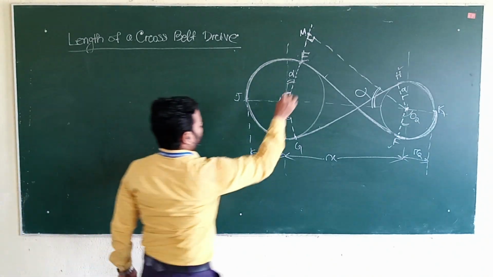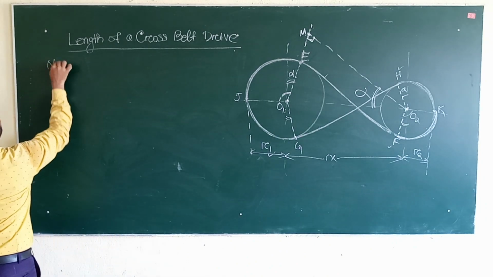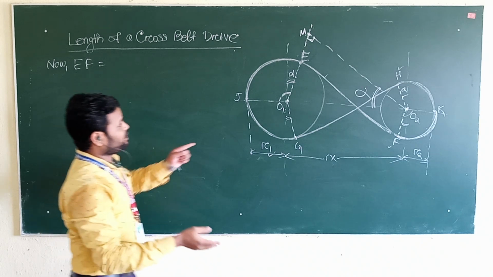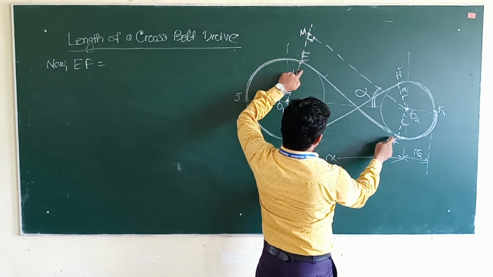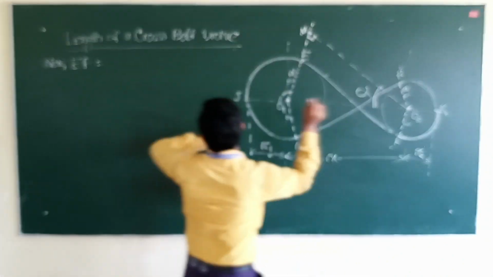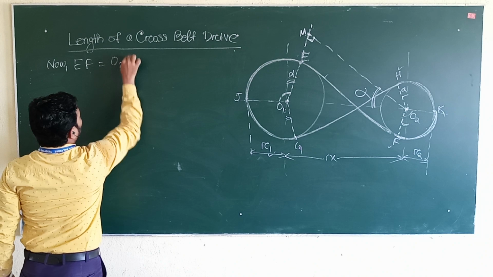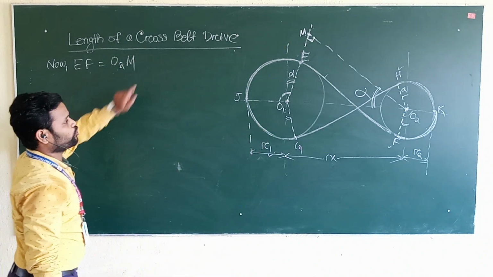Here we will see what the value of EF is. We know that EF is parallel to O2M, as you can see from the figure. So in place of EF we can write O2M.